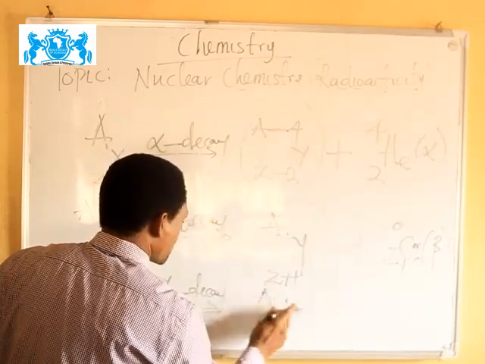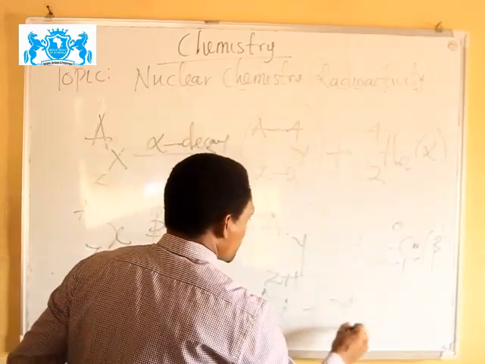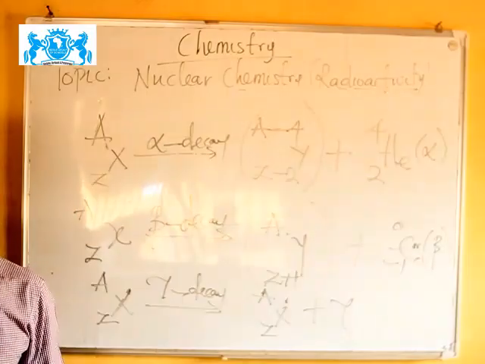The daughter nucleus remains the same, but with the liberation of a gamma particle.